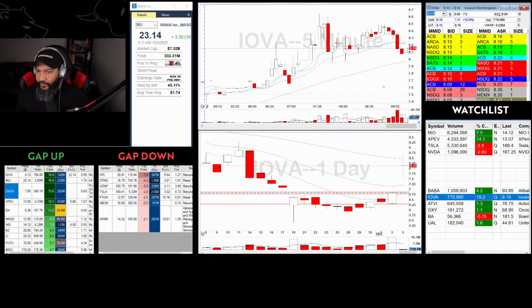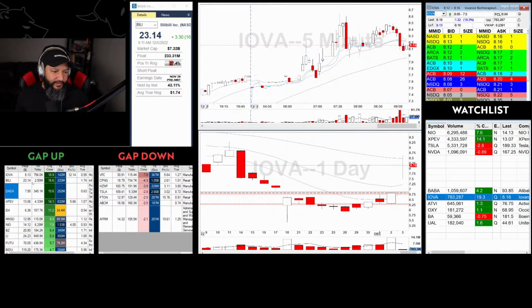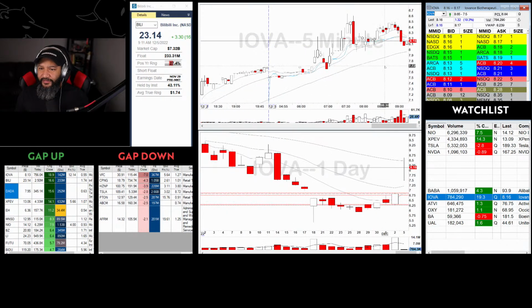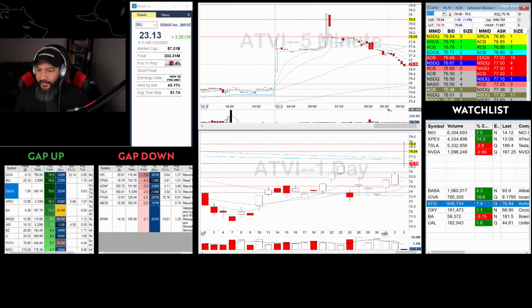IOVA, this is up 20%. Something about this I'm not a fan of. What's the float on this, by the way? It's 142 million. Yeah, it's just maybe the price. Maybe I don't like the price. I don't know, something about it. I mean, this is in play, but I have it as a possible because I'm just not a fan of the way this thing is setting up, I guess.